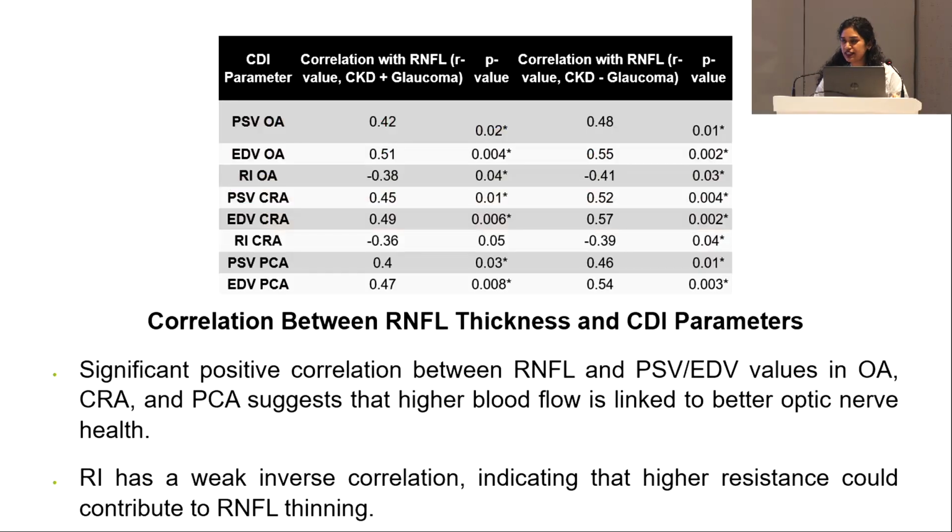Coming to RNFL thickness and comparison of CDI parameters, there is a significant positive correlation between RNFL and the peak systolic velocity and EDV values in all three arteries measured, which suggests that higher blood flow is linked to better optic nerve health. The resistivity index has a weak inverse relation, indicating that higher resistance could contribute to RNFL thinning.